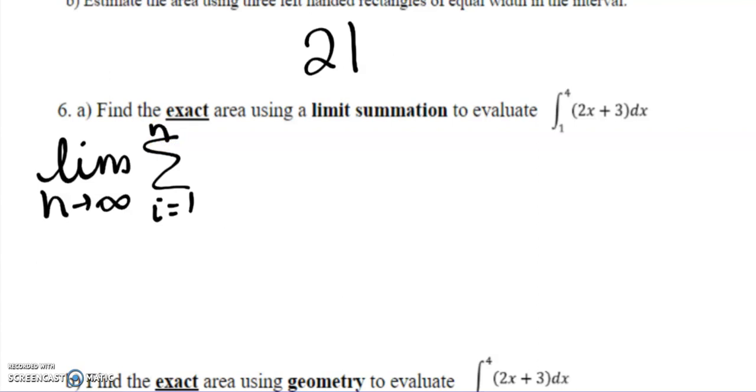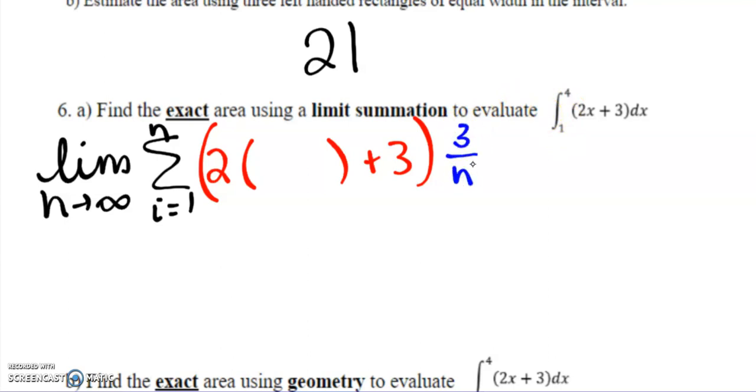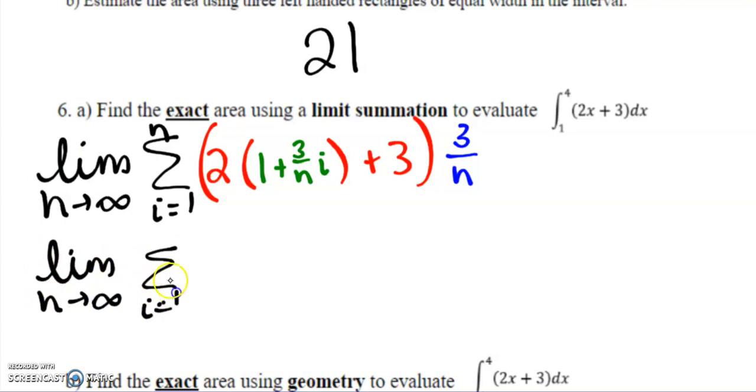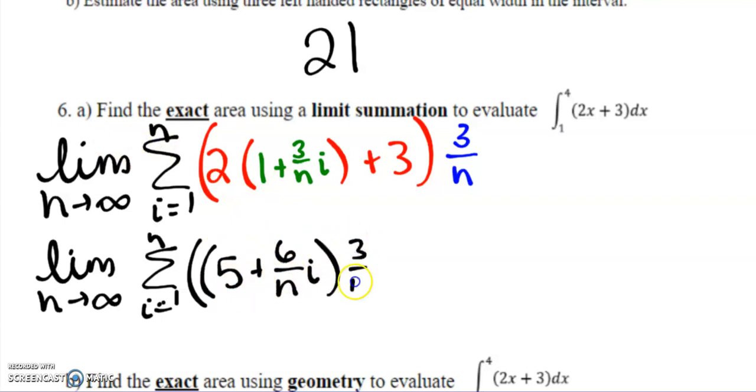All right, so we have our limit summation. My function is 2x plus 3, and I'll fill in that x in just a second. The width of each of my partitions is 4 minus 1 over n. So in this case, 3 over n. So now when I fill in this middle part, I was starting at 1 plus b minus a over n i. Cleaning all of this up, this is going to be 2 plus 3, which is 5, plus 6 over n i, all times 3 over n.